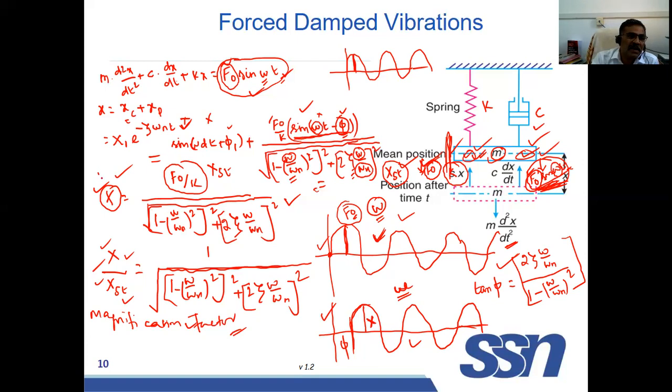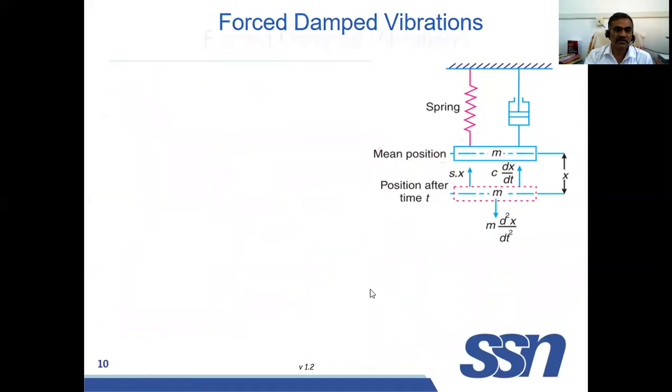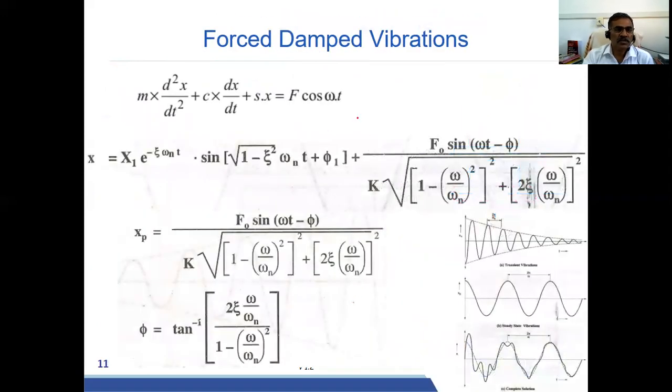So now we have three equations. One is the amplitude of vibration, another one is the magnification factor, and the third one is tan phi, the phase angle difference between the forcing function and the displacement function. So now we will solve one problem. So these are the equations.